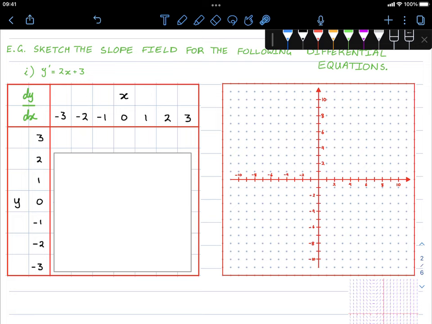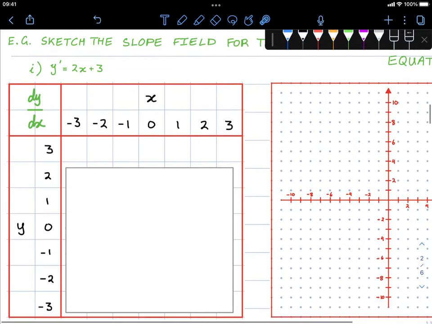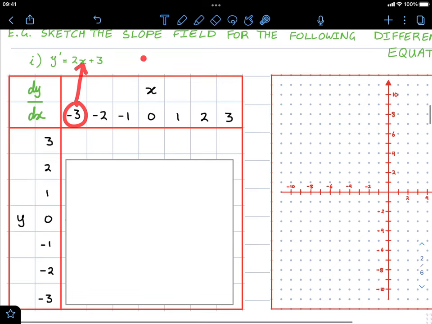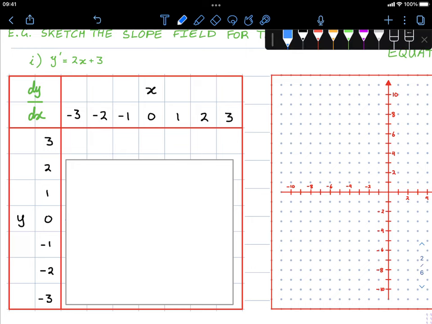For this, we're only going to be focusing for now on one row of values for y. Notice how there are no y values to substitute in the differential equation. Don't mistake that y prime is not y. Y prime is the derivative. So we simply substitute negative 3 into x. We get negative 6 plus 3. That would give us a derivative of negative 3.